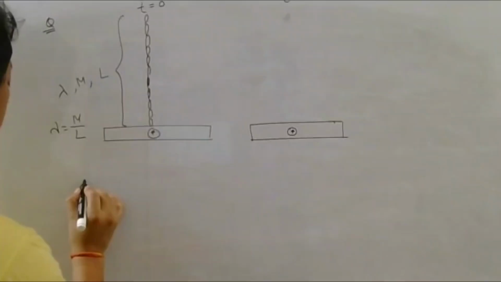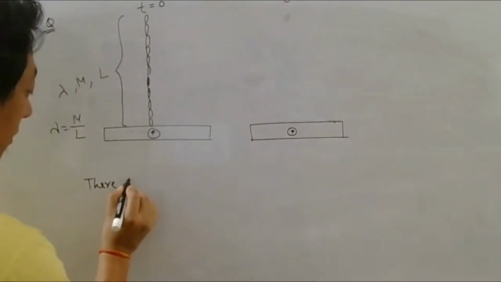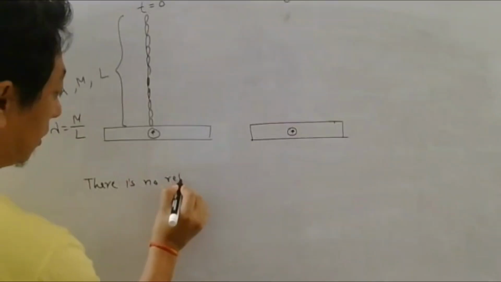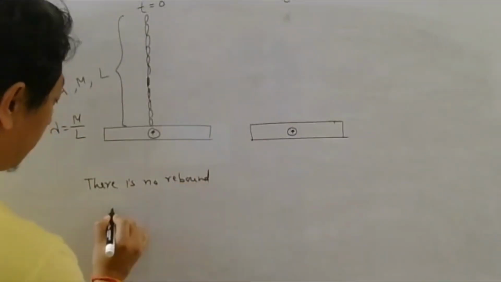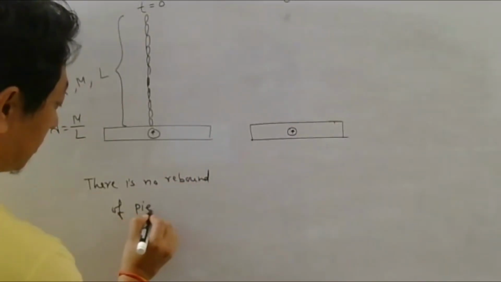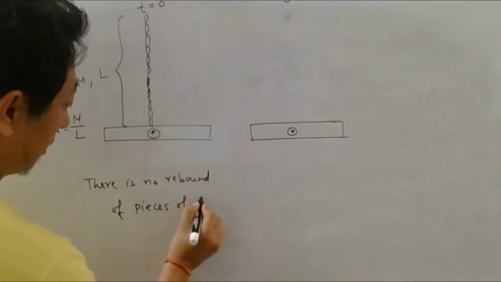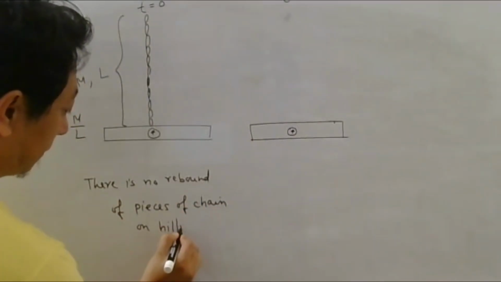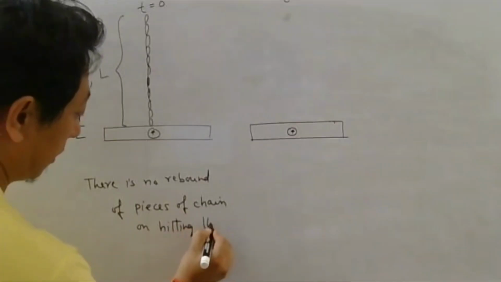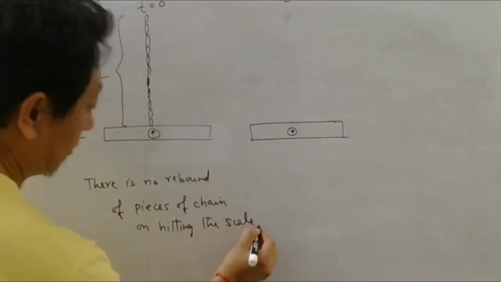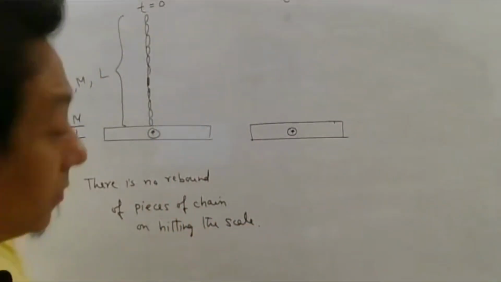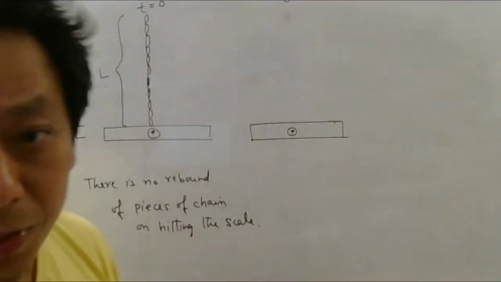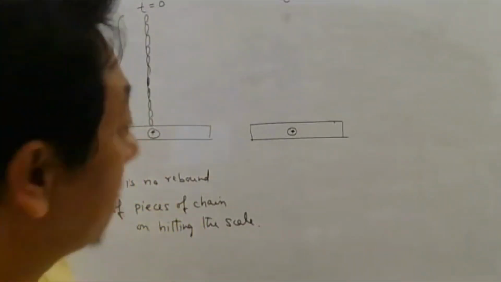that there is no rebound of pieces of the chain on hitting the scale. So they just hit and stop. You can think of them as a perfectly inelastic collision.